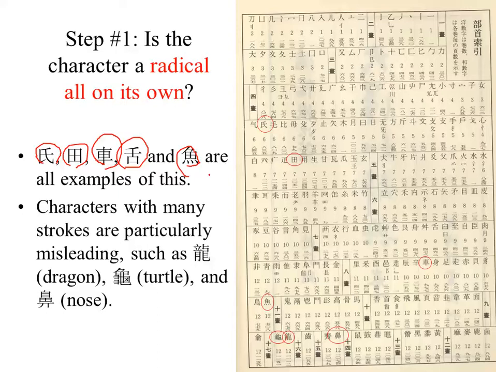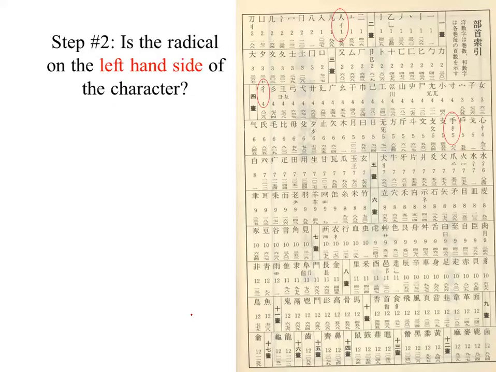There are some characters that are just downright tricky. So, for example, tatsu, dragon, and kame, turtle, and hana, nose. Those are so complex, and if you look down at the bottom of the chart, you'll see that hana has 14 strokes in it, right? Dragon, tatsu, and kame, turtle, both have 16 strokes in them. Who would think that a radical would have 16 strokes? But it can happen, so never forget, the first thing you should ask yourself is, is the character a radical all on its own?